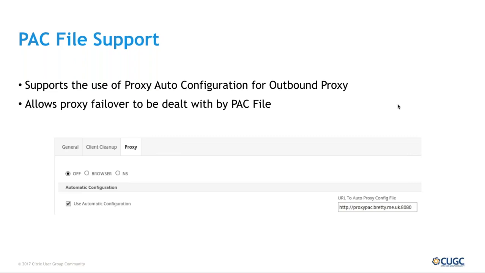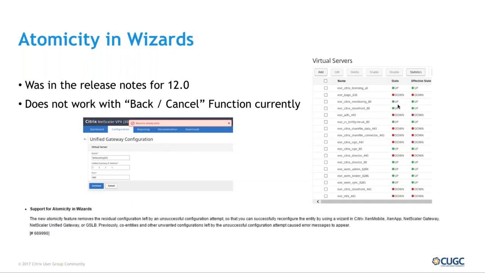Another update, which has been a long time coming, is PAC file support. A lot of the enterprise customers use a proxy auto config for the outbound proxy internally, and they use that to do the load balancing for their proxy and detection of the closest one. On NetScaler, the session profile will now allow you to configure your PAC file within your proxy in the client settings on the session profile and apply that, and that will update the IE config at initialization.